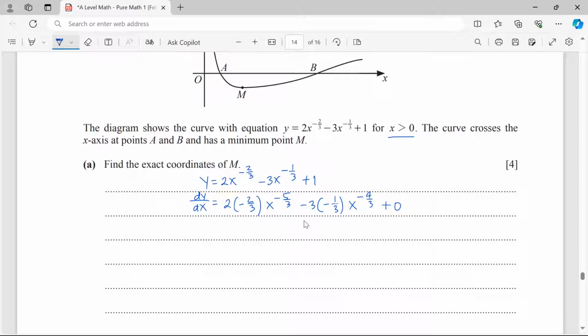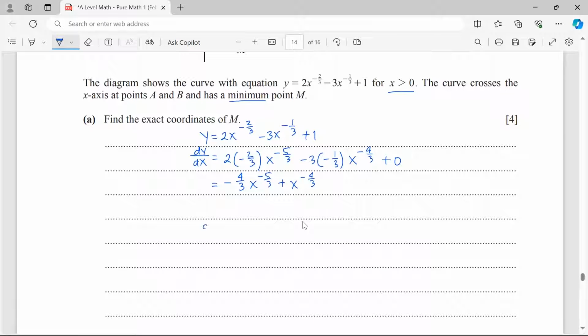Simplify a little bit. This is equal to negative 4 over 3, x to the power of negative 5 over 3, and then this one will be plus x to the power of negative 4 over 3. Now we have minimum point M. That means you need to set the first derivative to be 0 and then find the value of x.